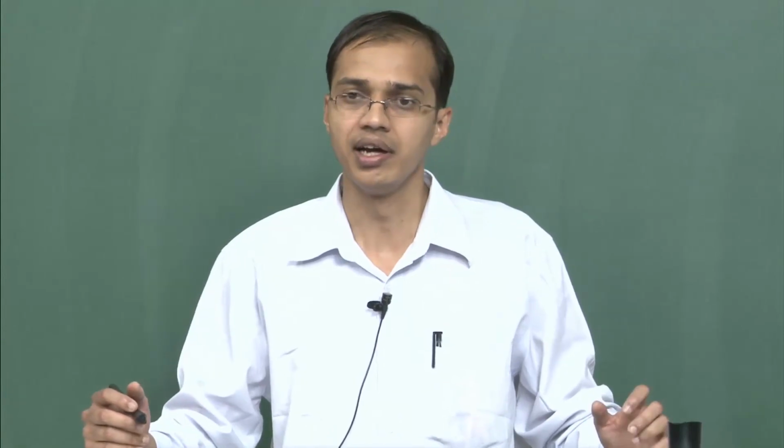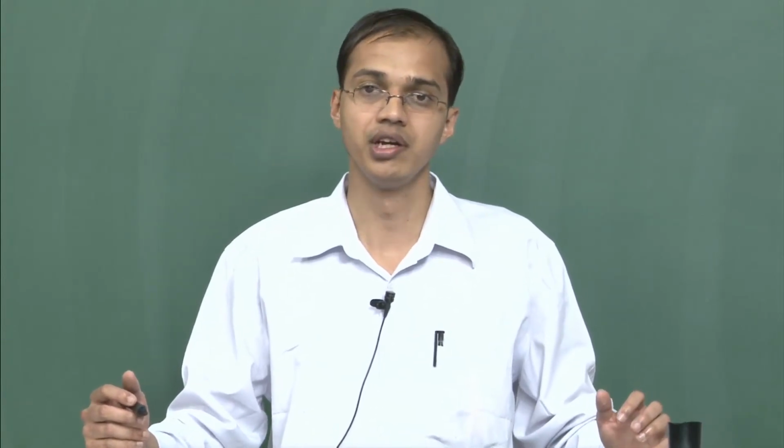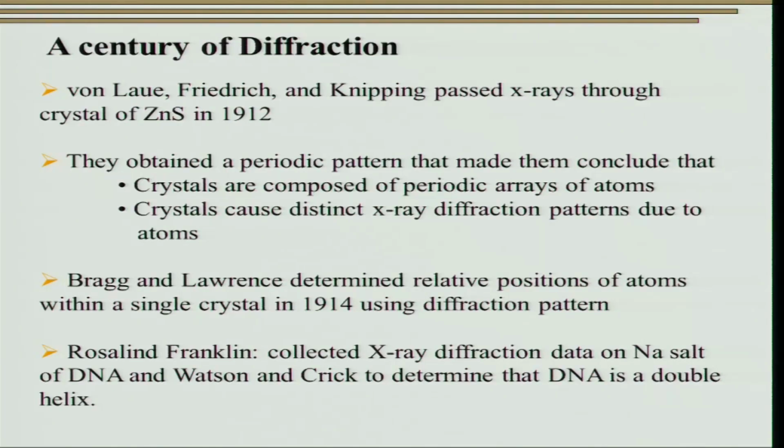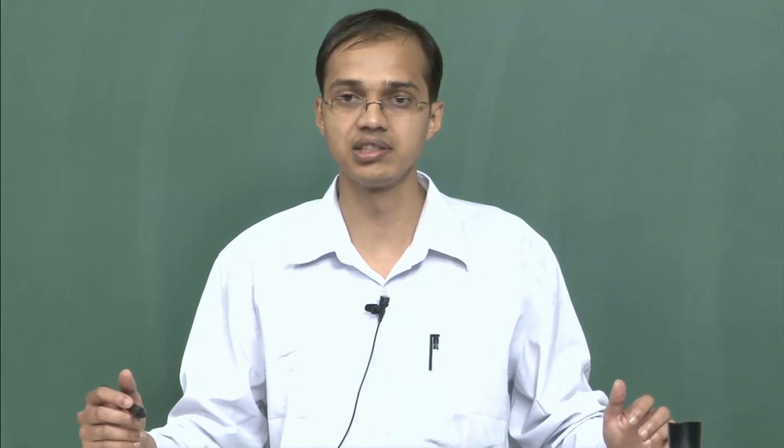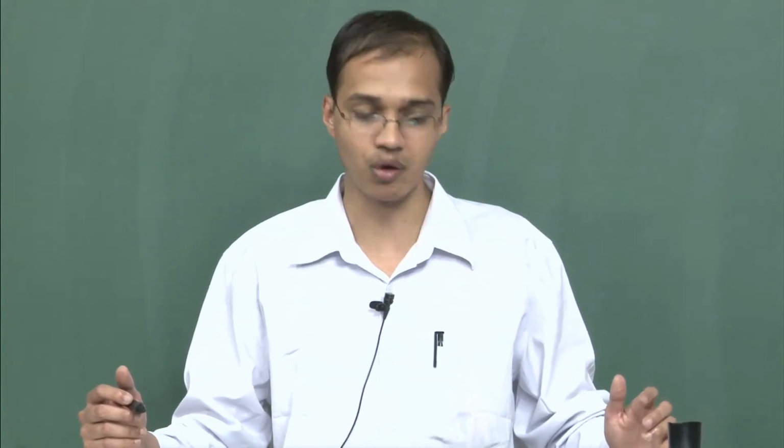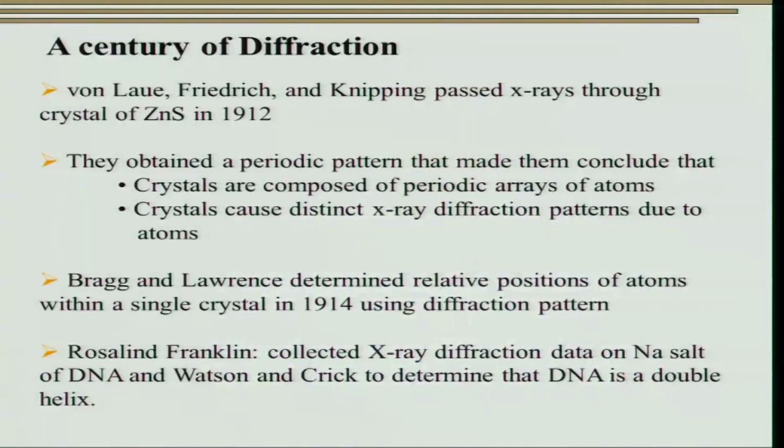But before we do that, let me just throw in a bit of history pertaining to X-ray diffraction. As I had already mentioned, it was in 1896 that X-rays were discovered by Röntgen. However, it was not until 1912 that von Laue, Friedrich and Knipping passed X-rays through a crystal of zinc sulfide. They obtained a periodic pattern that made them conclude that crystals are composed of periodic arrays of atoms, and crystals cause distinct X-ray diffraction patterns due to atoms.